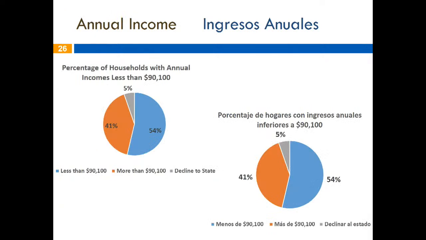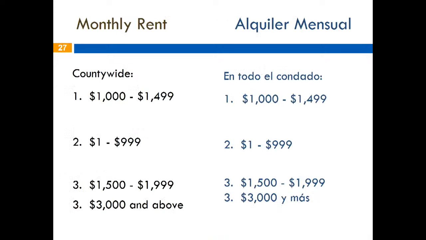At the time of the survey, Santa Barbara County's average median income for a family of 4 was $90,100. We wanted to gain a sense of how community members were reporting their incomes in relation to this average. 54% of respondents' households have an average annual income less than $90,100. 41% of respondents' households have an average annual income of $90,100 or more per year, while 5% declined to state their response.